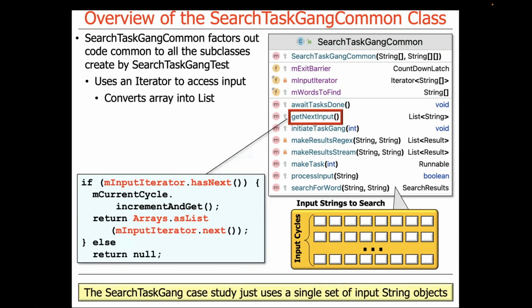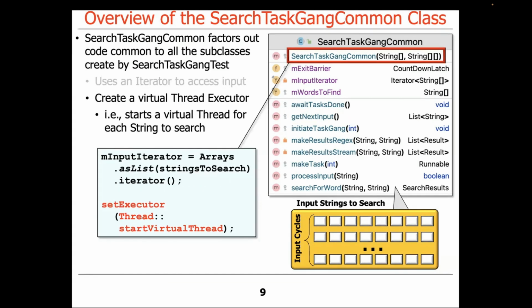One of the things we're going to do is take an array that's passed in as a parameter here, and turn it into a list. The way we're going to do this is by using the Arrays asList factory method and converting the next array element into a list and returning that as the next input to be processed. Now, this particular example, the first one we're going to look at, is just going to use a single set of input strings. That's the one shot, but the other ones are going to use multiple sets of input strings.